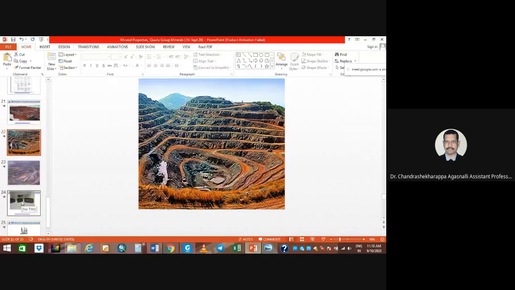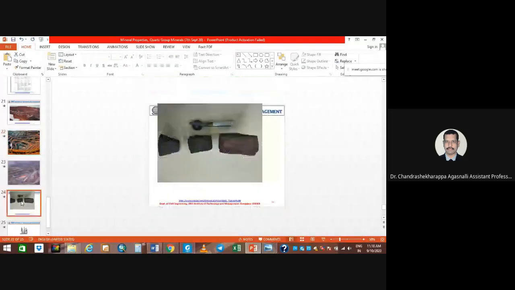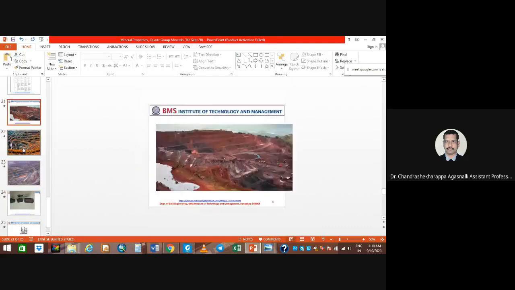We call it a bulk commodity, and the price for 1 ton of iron ore was 3,000 to 4,000 in earlier days for domestic. For export, it may be 7,000 to 8,000. That was around 2010, 2009 to 10 period. But now everything has come down, and a lot of mining activities have been reduced due to environmental issues. So these are all iron ore.